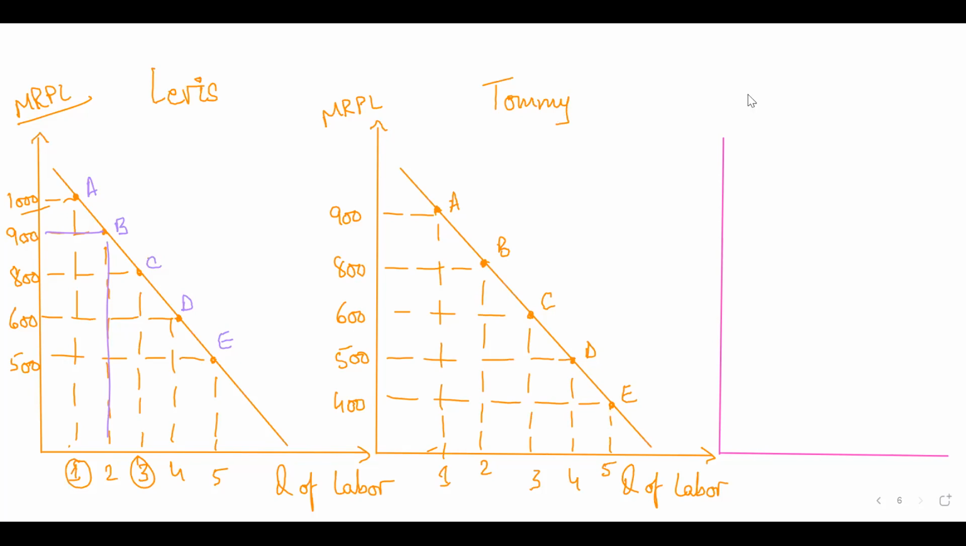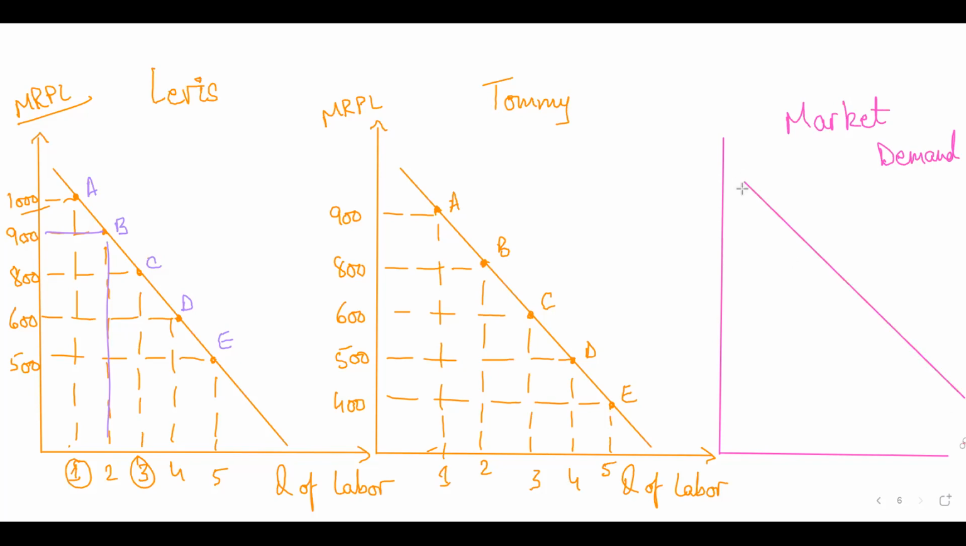Now, the market demand is the sum of total demand, right? Now, the idea here is that you add the demand at a certain wage rate, right? Now, if the wage rate is 1,000, Levi's will hire one person. And how many people will Tommy hire? None. I repeat myself. If the wage rate is $1,000, right?